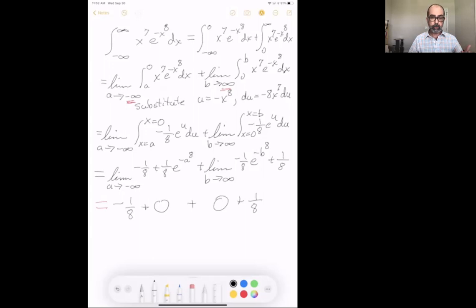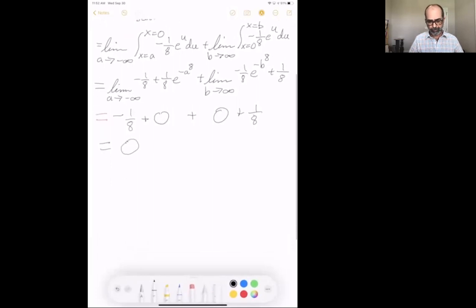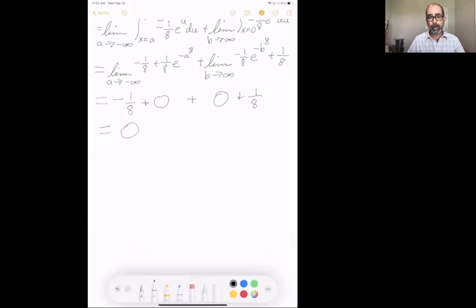Well, negative 1/8 plus 0 plus 0 plus 1/8, and what you get is 0 overall. Imagine that. So after all that, this is convergent. And what we can say is the integral from negative infinity to infinity of x to the 7th e to the negative x to the 8th dx is exactly 0. And that's our final answer.